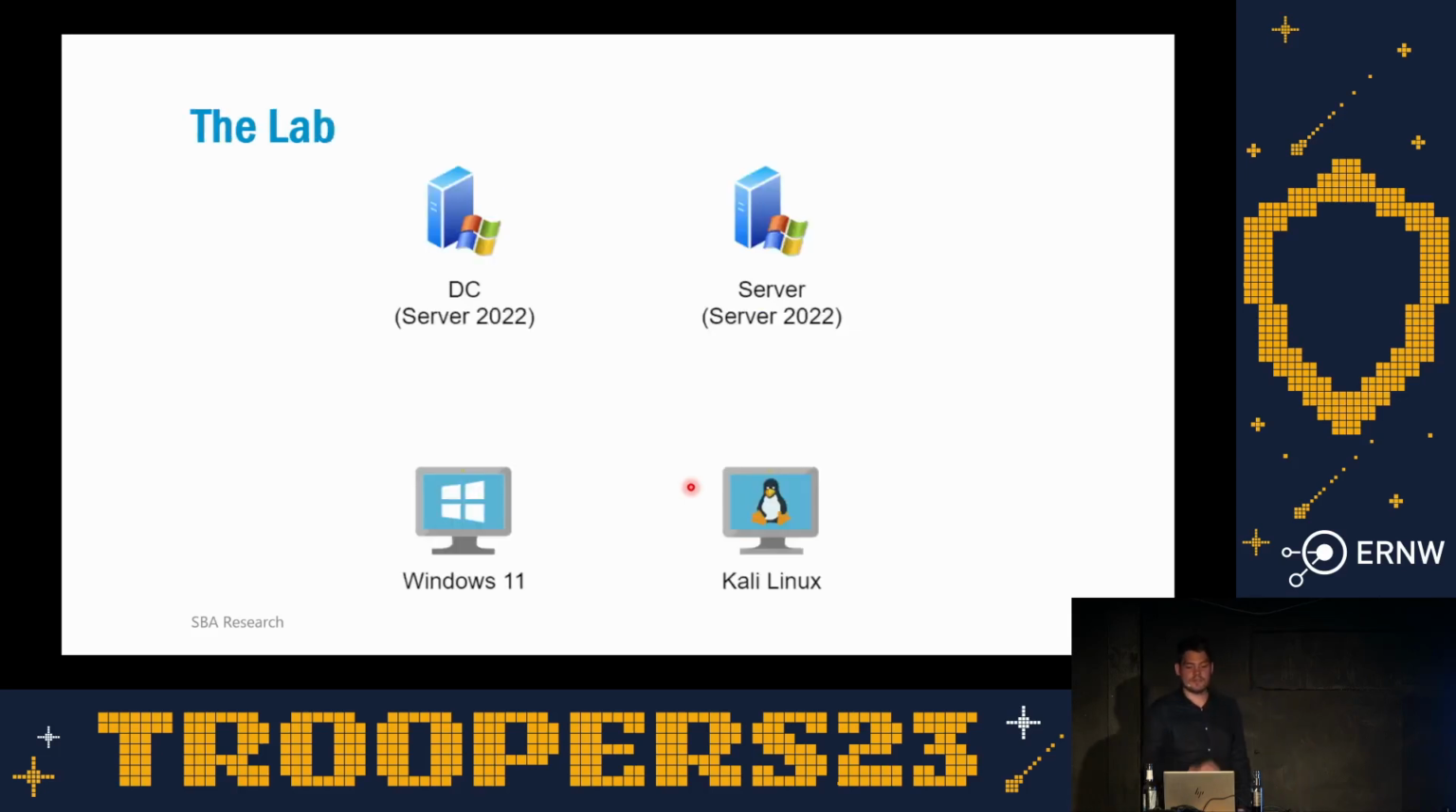I will show it. I prepared a lab, quite a simple lab. It's a domain controller, a server, a Windows 11 machine, and a Kali Linux. We will only see the Kali Linux. Those will be in the background. And the important part here is all of those systems are up to date. Like, they are not completely up to date, I installed them 2 months ago or something, but it's Server 2022. It's not something extremely old. It's quite up to date.